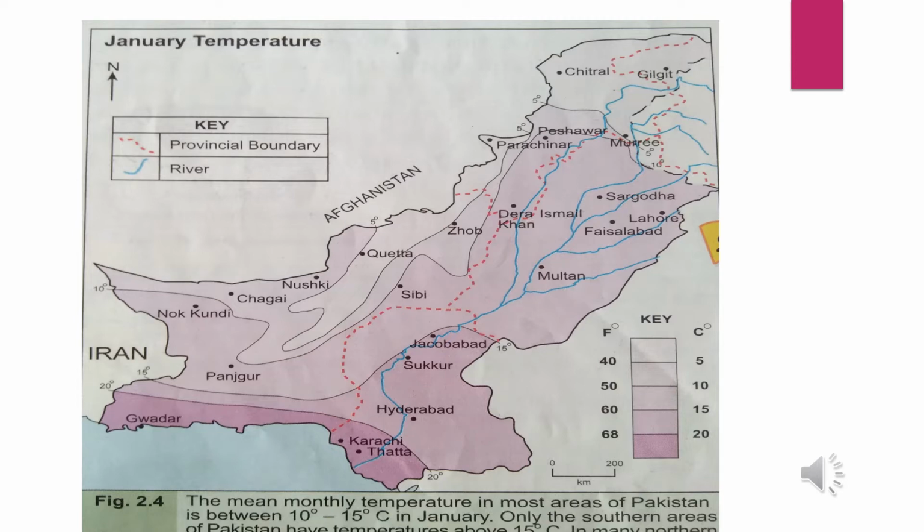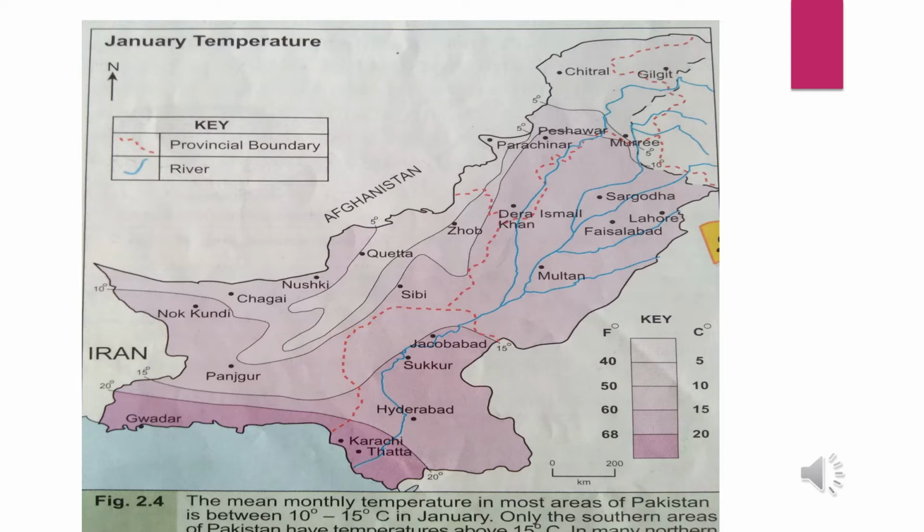So this figure here is showing January temperature, and you can see a key is given, and the darkest shade in the key represents the temperatures which are the highest. Now remember, January is the month when Pakistan generally has winters. Winters are experienced throughout the country. So what happens here, you can see the lowest temperatures, that is below 5 degrees Celsius. These are shown with the lightest shade of purple.